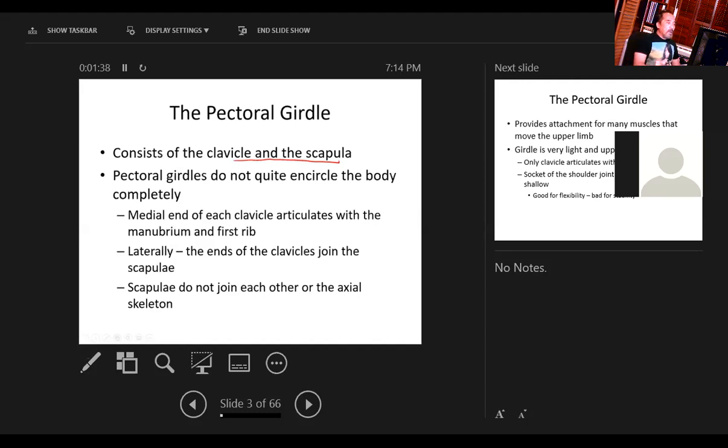So the end of the clavicle joins the scapula, but they do not join each other or the axial skeleton, okay? So that's actually a free floating bone. You can move your scapula front and back. So you can actually see, you can move front and back.